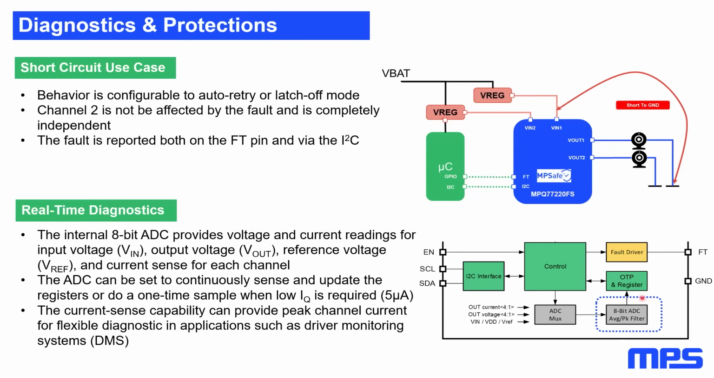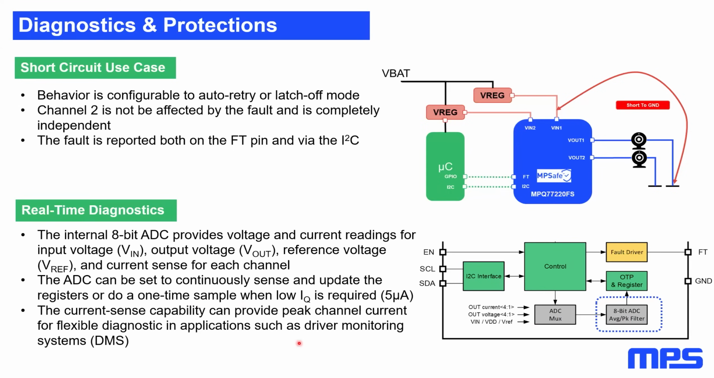What is important to know is that this ADC can be configured into two modes. The first one is to have a continuous sense and update of different registers. The second one, we can have a one-time sample. And you know why? Because when we need to read some low IQ, this can be very helpful.